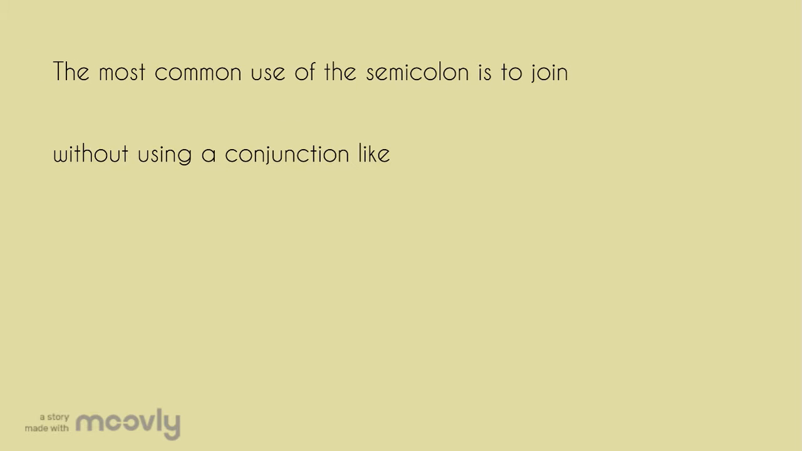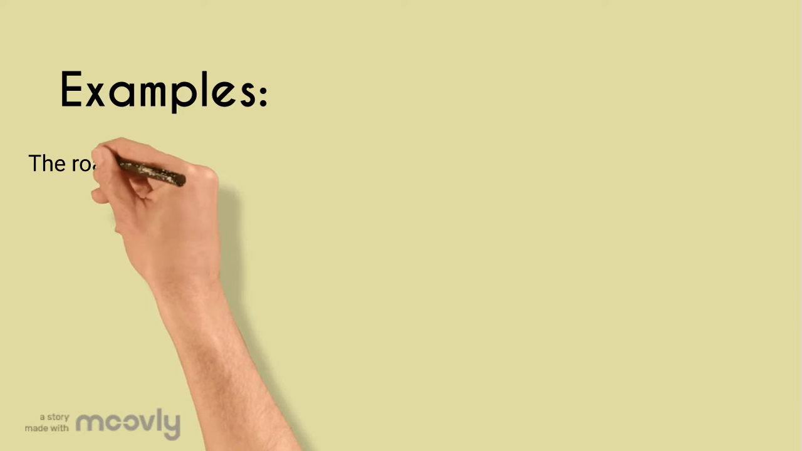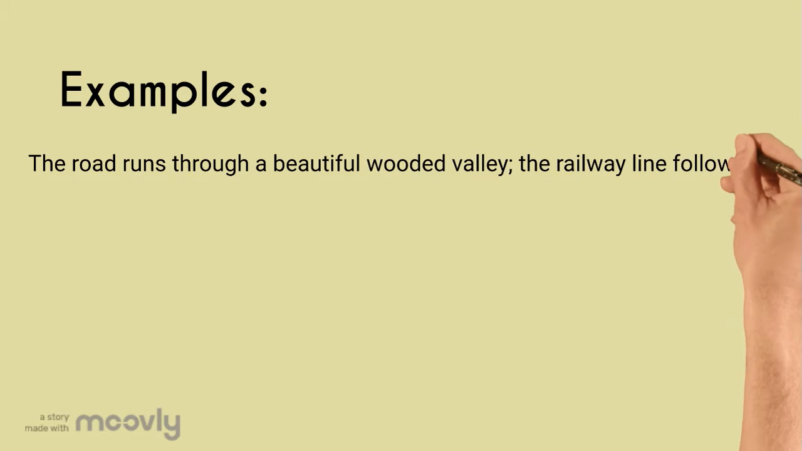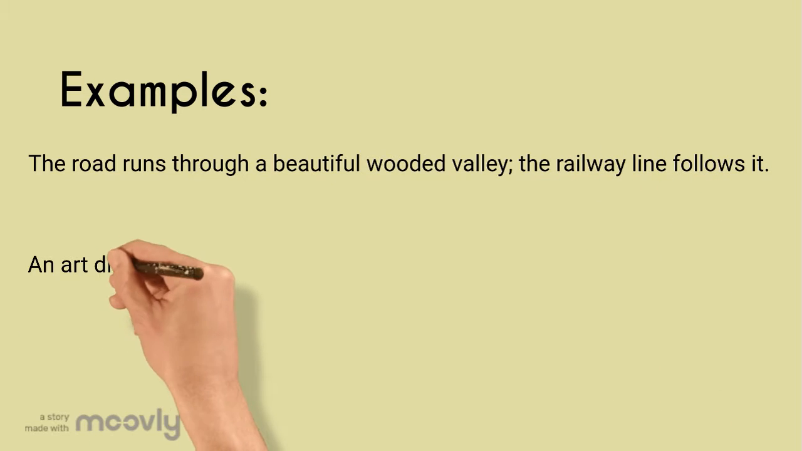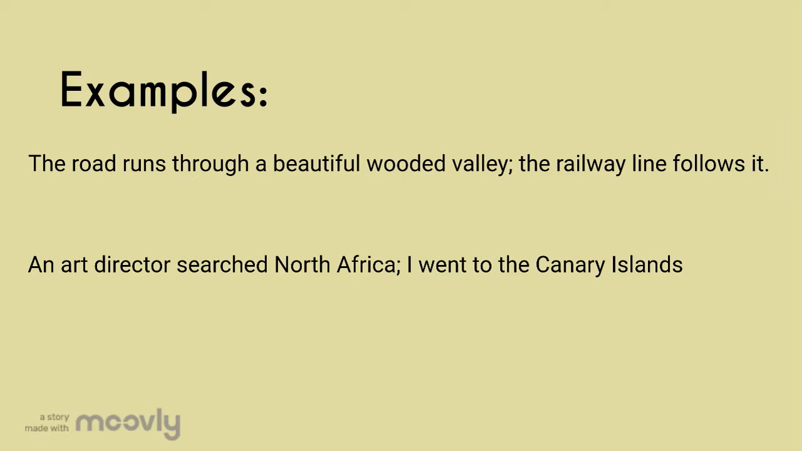The most common use of the semicolon is to join two independent clauses without using a conjunction like "and." Semicolons are used between two main clauses that balance each other and are too closely linked to be made into separate sentences, as in these two examples you'll see next. The road runs through a beautiful wooded valley; the railway line follows it. An art director searched North Africa; I went to the Canary Islands.